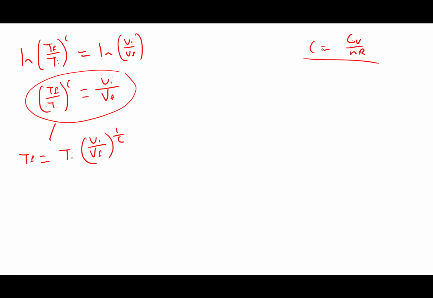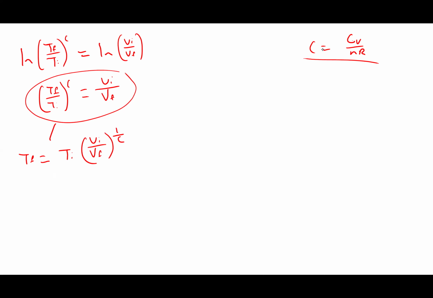1 over C. If you did the C root of everything, basically, that's what we do here. This is the C root, if you want to call it that. So our final temperature would be the initial temperature times this ratio, still to the same constant over here.